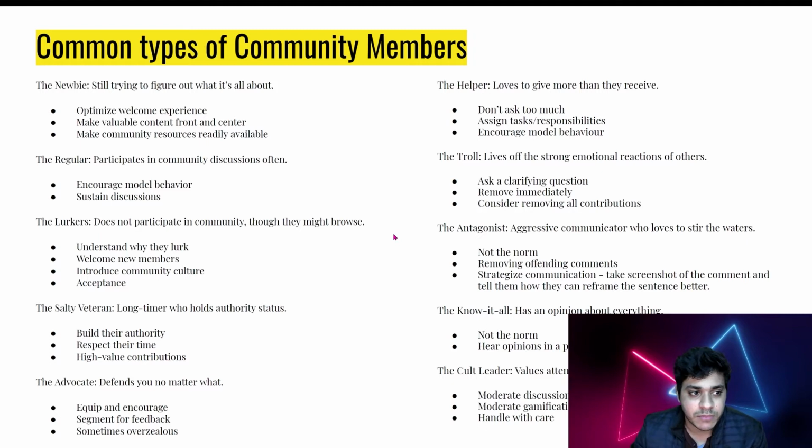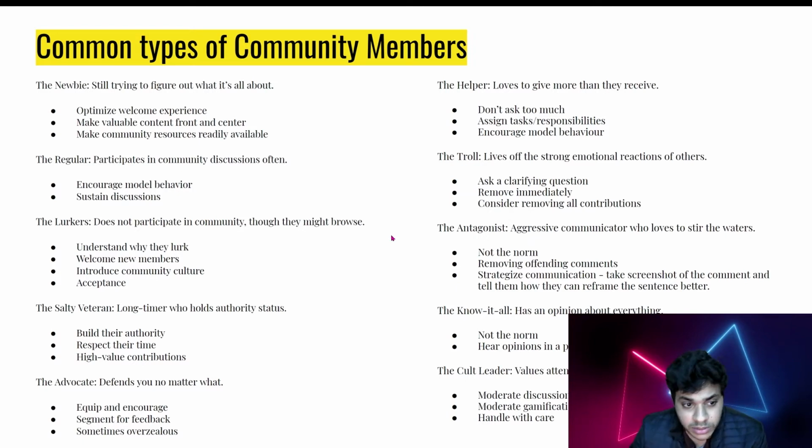The second kind of member is your regular. Now, these are the community participants who participate in community discussions quite often. What we do with them is we encourage the model behavior, and these are the guys that help sustain discussions. So they're very important. They're the most common type of members. They're called the regulars.